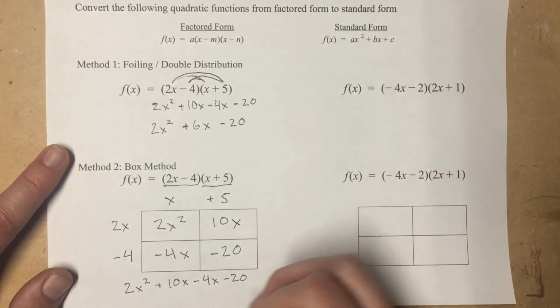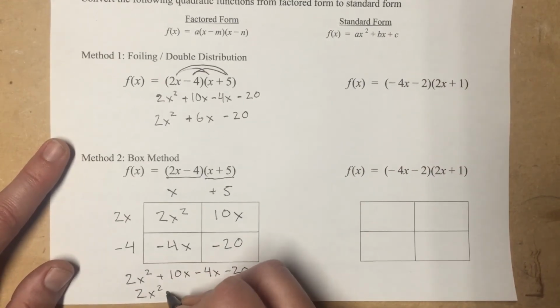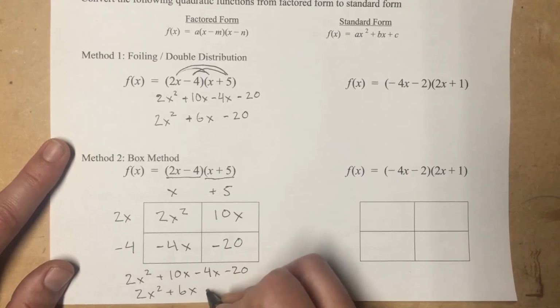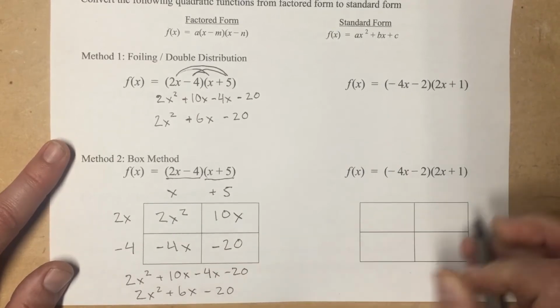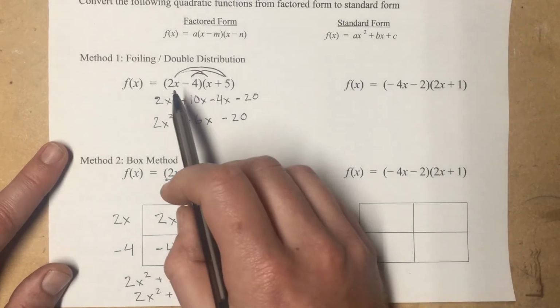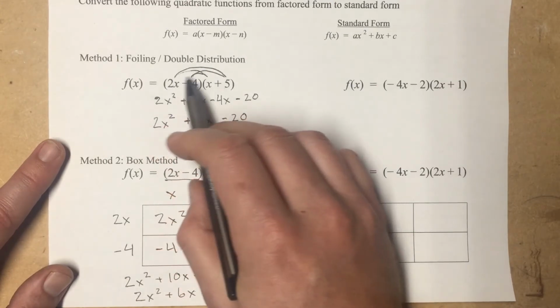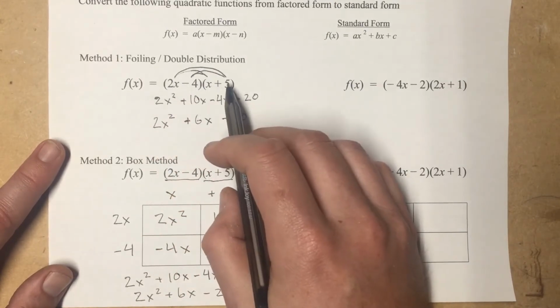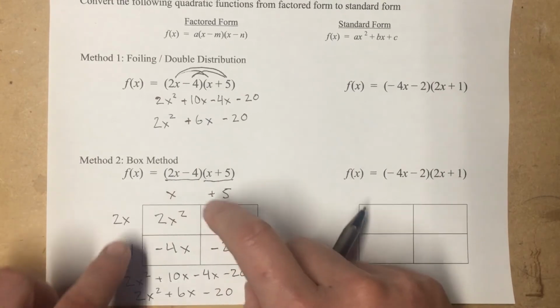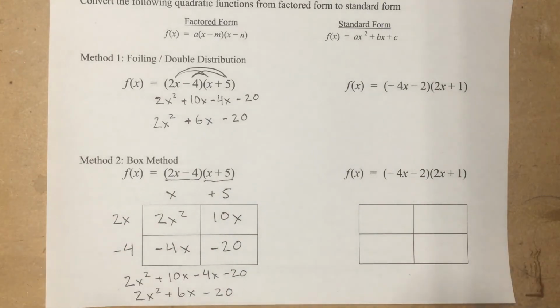Now we need to combine our like terms like we did before. So we have 2x squared plus 6x minus 20. Essentially, this box method is identical to this double distribution method, where everything here is multiplying to everything in here, just like everything here is going to multiply to everything over here.